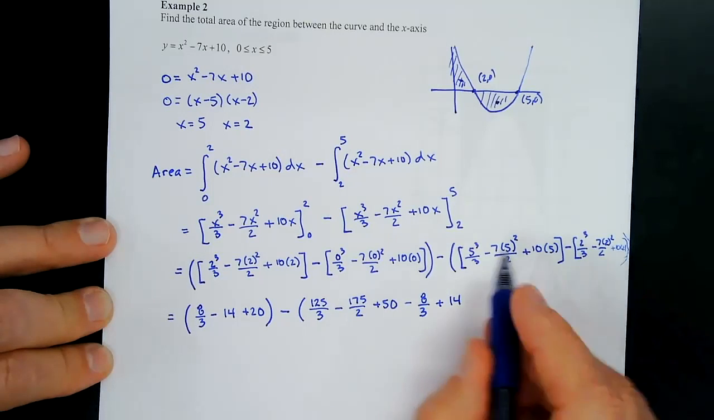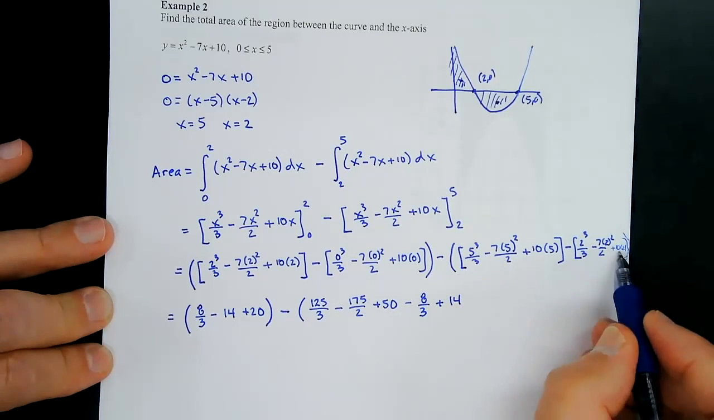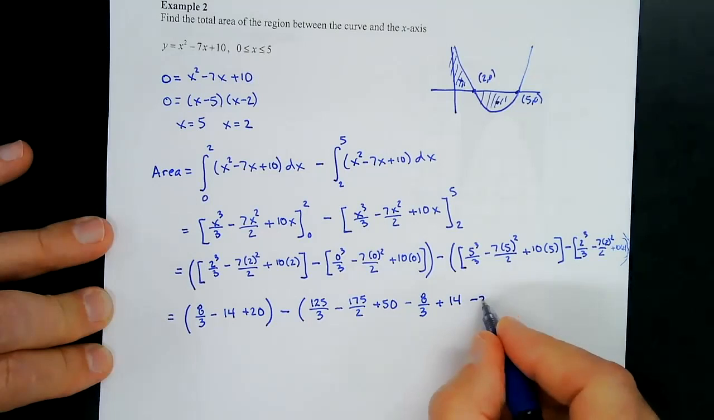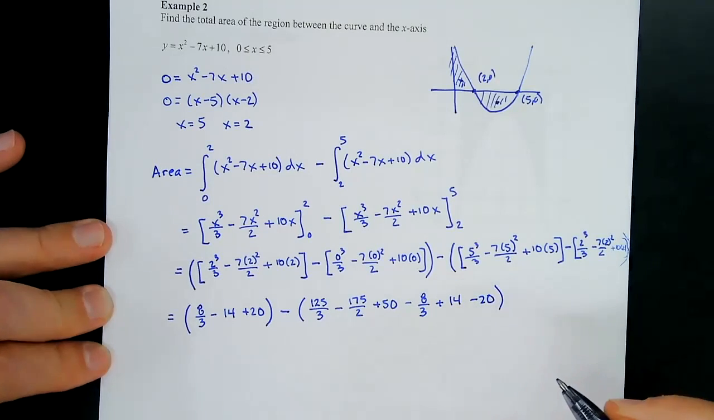And then this was positive 10 times 2, right? So I'm going to subtract it. So minus 20. And then close the parenthesis.